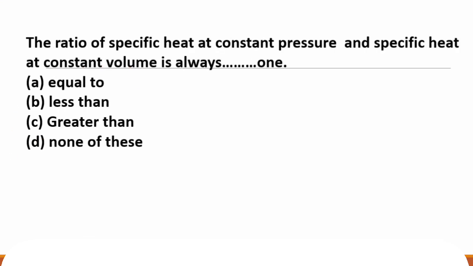Next question, the ratio of specific heat at constant pressure and specific heat at constant volume is always dash 1. Option A equal to, option B less than 1, option C greater than 1, option D none of the above. The correct answer is option C greater than 1.